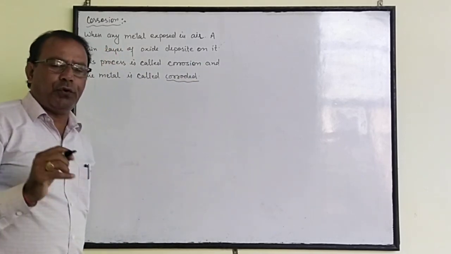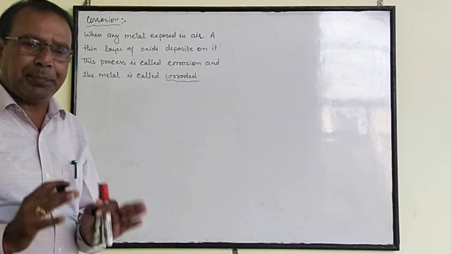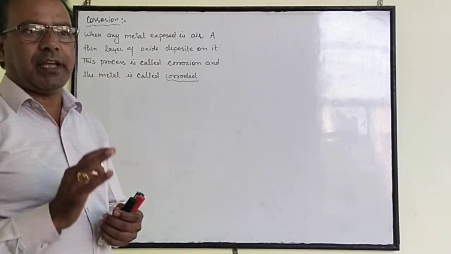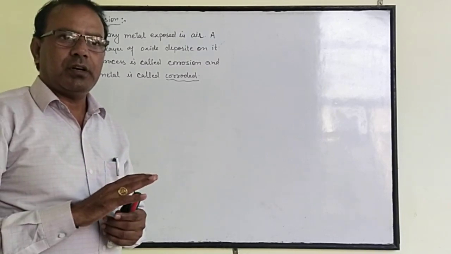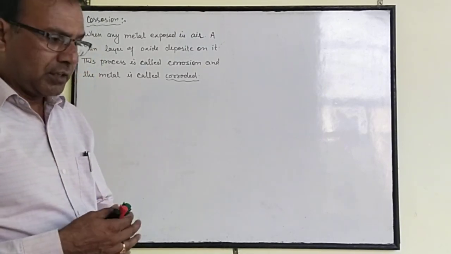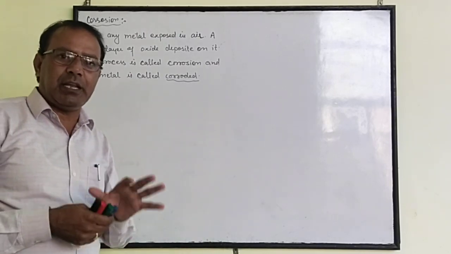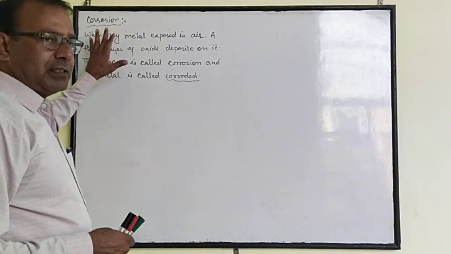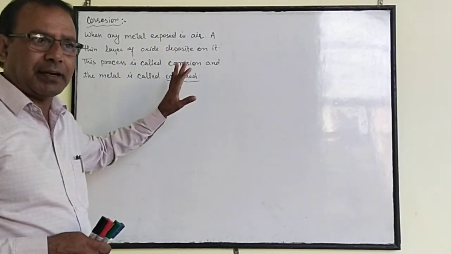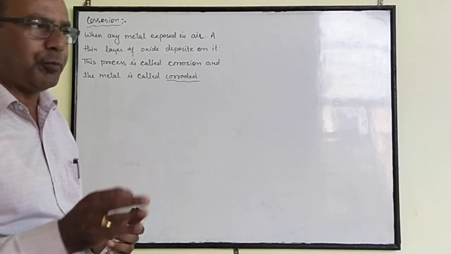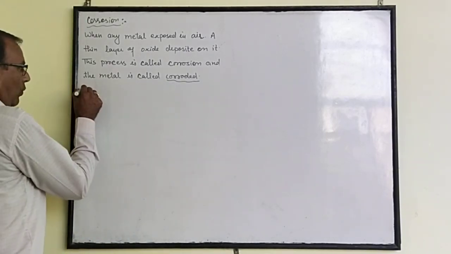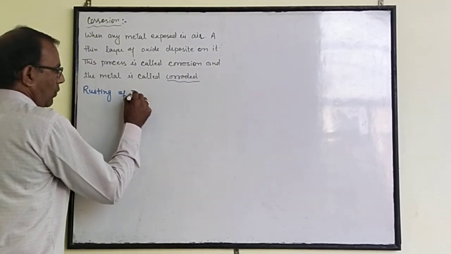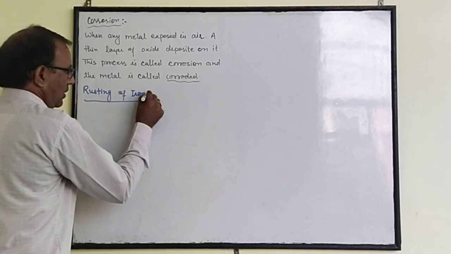Corrosion is harmful for all metals except aluminium. When we expose aluminium to air, an oxide layer is deposited on aluminium. This oxide layer prevents the aluminium metal from decomposing further. So we can say that corrosion is harmful for most metals, but it is useful for aluminium. Similarly, what is rusting of iron? What do you mean by rusting of iron?